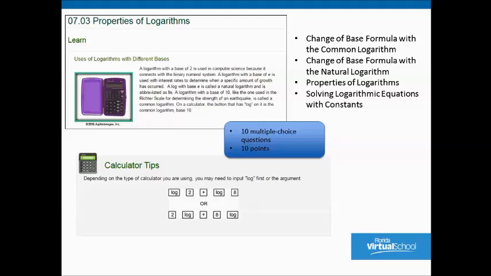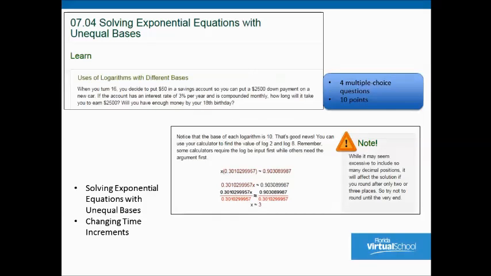703, the properties of logarithms. Students learn the change of base formula with the common logarithm, change of base formula with the natural logarithm, properties of logarithms, and solving logarithmic equations with constants. There are some calculator tips throughout this lesson, as the students will only be able to solve some logarithmic equations with a calculator. The assessment for this lesson is 10 multiple choice questions for a total of 10 points.